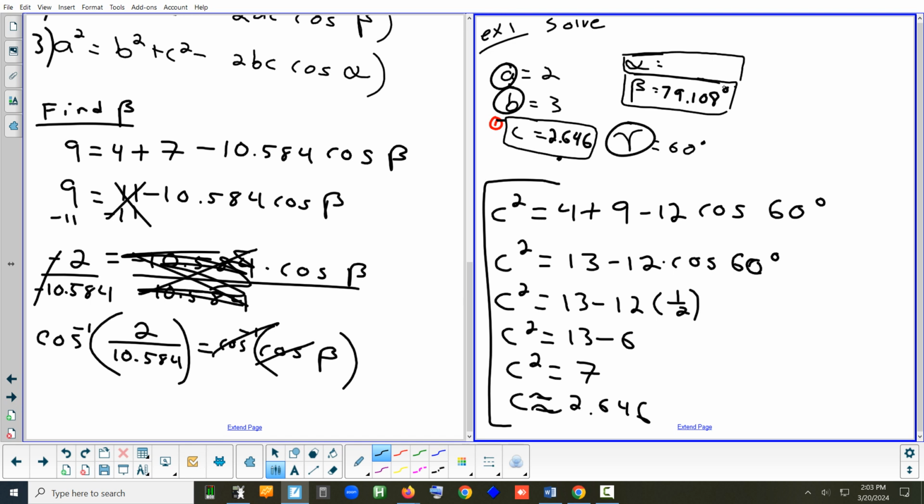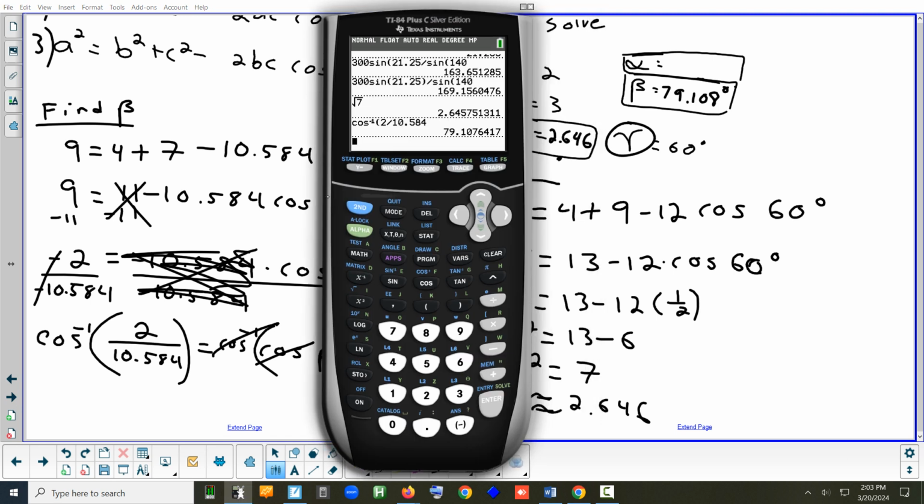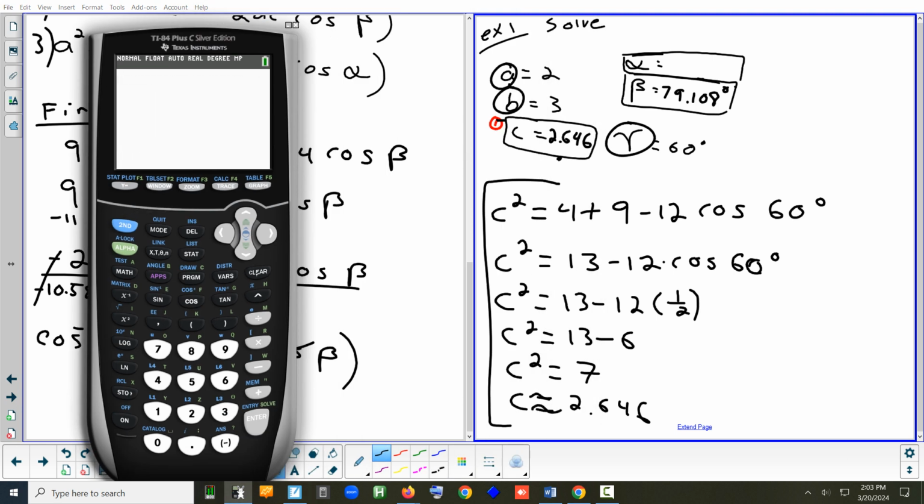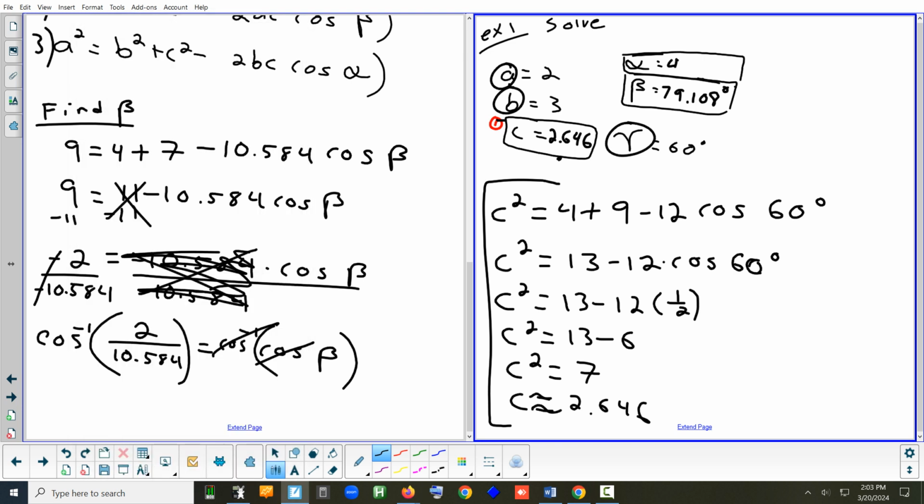Now we've got 2 out of 3 of the angles. So now the third angle is easy. What can we do to get the third angle with the 2 that we already have? Add them together and minus 180. Yep, just subtract them from 180. So 79.108 minus 60. And we get 40.892. And that's how you use law of cosines to find an angle.